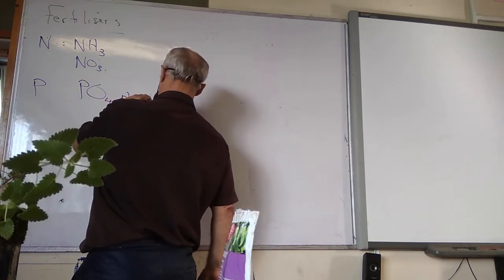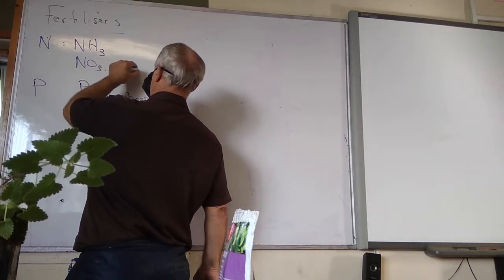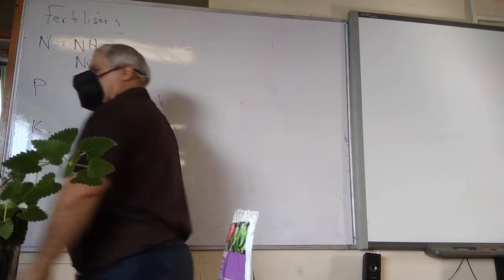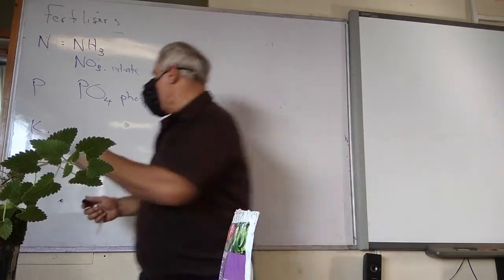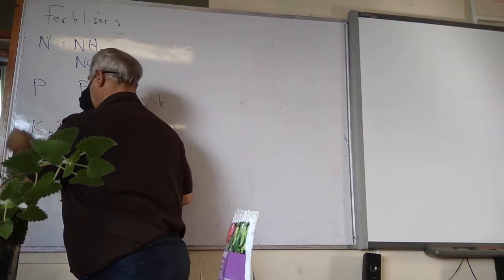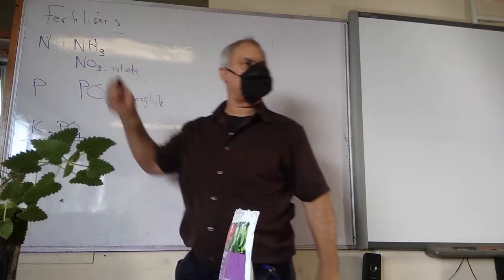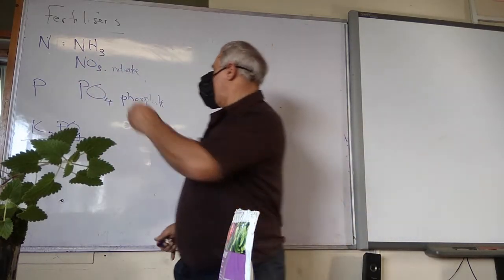The potassium comes like potassium phosphate, so K to PO4. Potassium comes with one of the others, or potassium nitrate. Phosphate is 2 minus, nitrate is 1 minus, and normally it comes as ammonium. Ammonium is NH4.